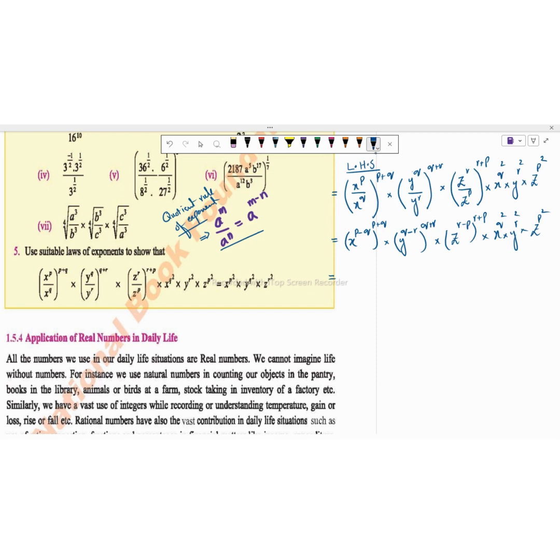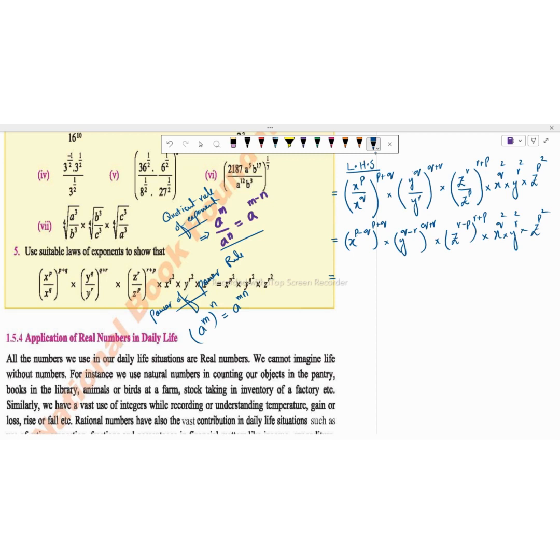Now we will use the next law or rule, which is the power of power rule. What does this rule state? Let's suppose that we have one term a raised to power m raised to power n. Then the simple rule is we will simply multiply both the powers, so it will become a^(mn). So same thing I will do here, the p minus q and the p plus q. So I will multiply p minus q with p plus q.